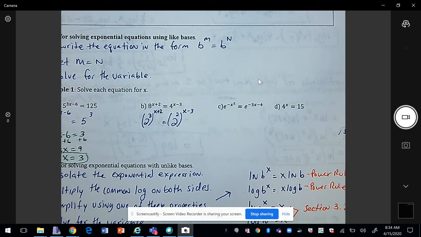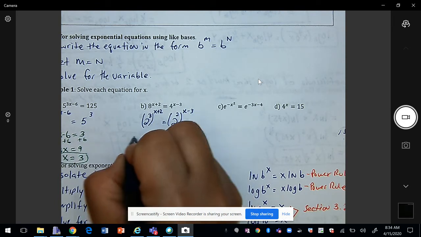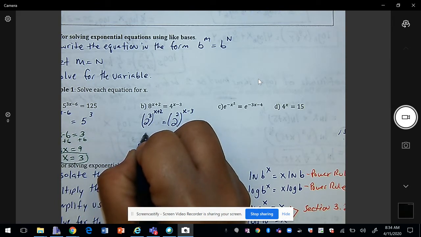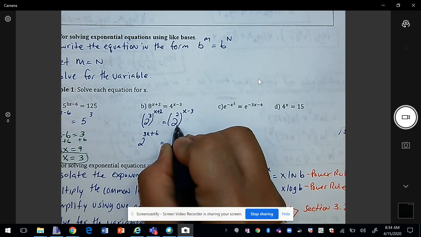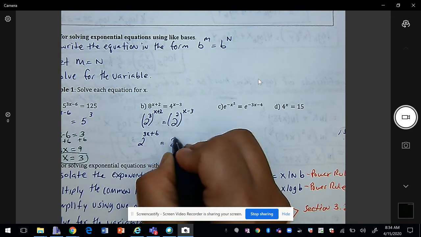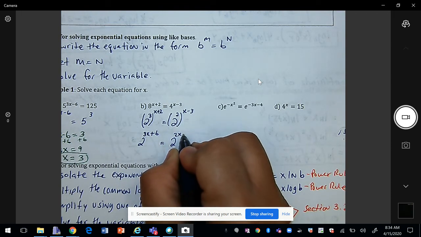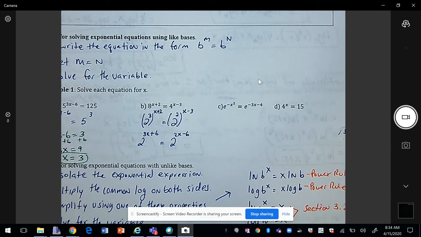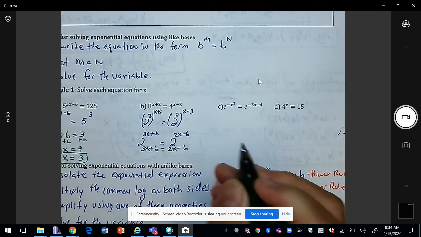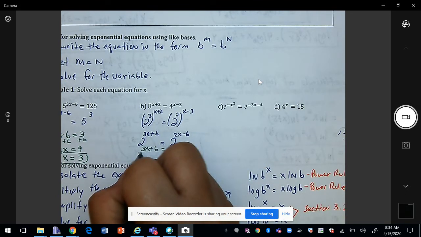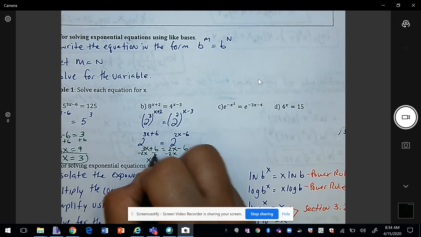If we have an exponent raised to another exponent, then we multiply. So this is going to be 2 raised to the power of 3 times x, which is 3x, and 3 times 2, which is 6. And on this side, we get 2 times x, which is 2x, and 2 times negative 3, which is negative 6. Now we can set the exponents equal to each other and solve for x. I'm going to subtract 2x, so I get x. I'm going to subtract 6, which is equal to negative 12.